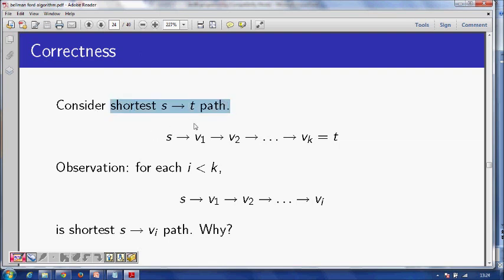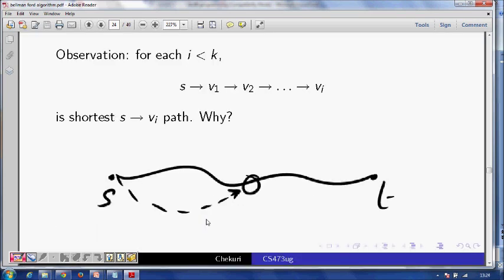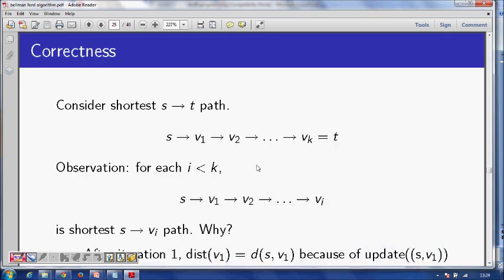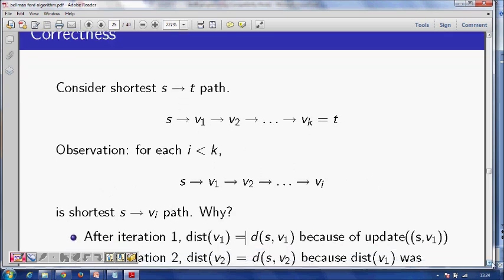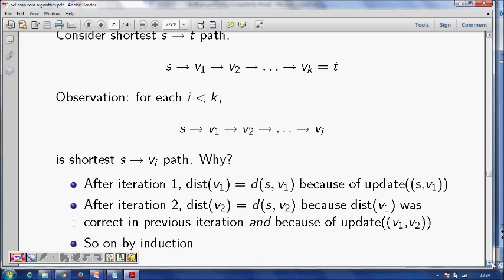Now let's try to see why it is correct. Consider the shortest path S to T, which is going via V1, V2, Vk. Then we observe, if i is less than k, then S to V1, V2 till Vi is the shortest path from S to Vi. That will be true, isn't it? Because otherwise if there is some other shortest path, we will take that.